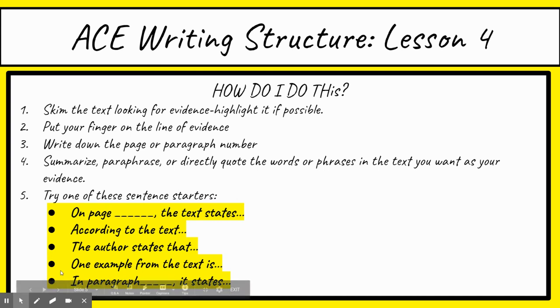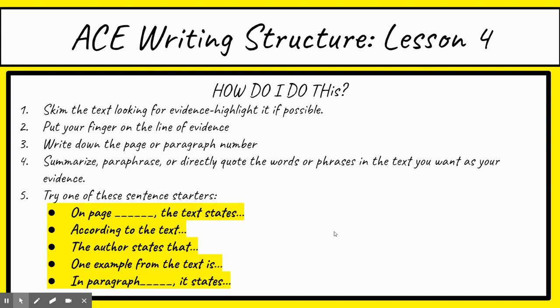Write down the page or the paragraph number where you find your evidence. This is really important because you're going to be using that page number or the paragraph number in writing your C portion of your ACE response. Next, you're going to either summarize, paraphrase, or directly quote the words or phrases in the text that you want to use as your evidence.